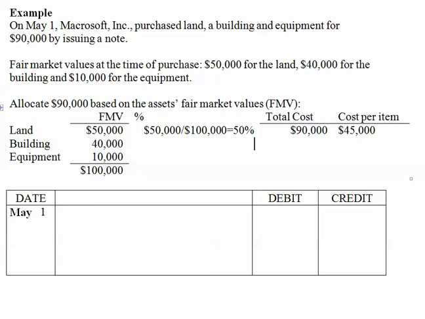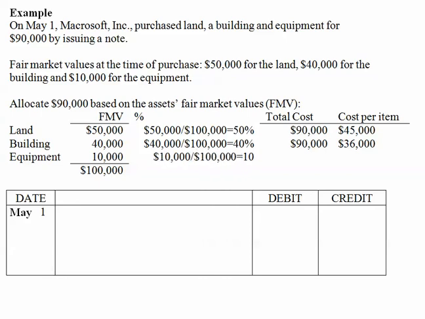The building is $40,000 of the total fair value of $100,000, or 40%. So of the $90,000, we're going to multiply by 40% and get $36,000. Lastly, the rest of it goes to the equipment, or you can do it this way: 10,000 divided by the 100,000 and get the 10%, and multiply that again by the 90,000 total cost to get the proportion that should go to the equipment.